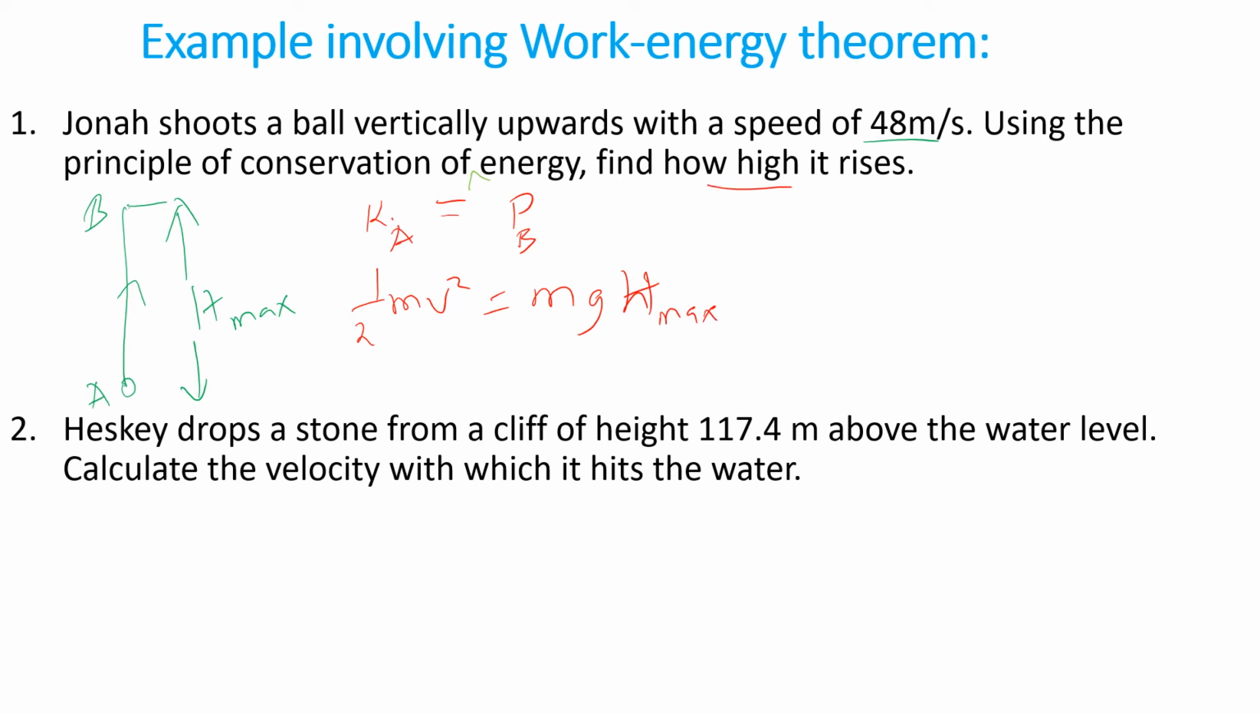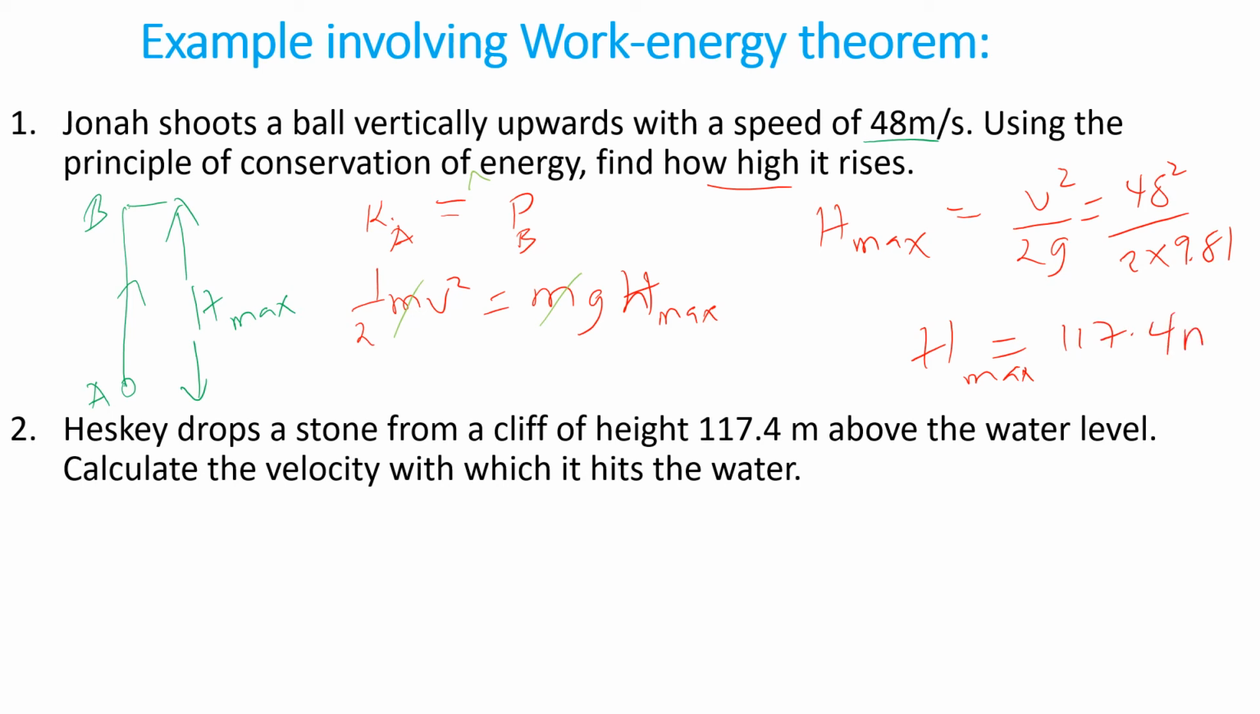So they are asking how high will it rise? Therefore, in this case, h max is going to be equal to, you can realize here that the mass is useless, v squared, velocity of projection squared, over 2g. If we feed in, it's going to be 48 squared divided by 2 times 9.81, if that's our acceleration due to gravity. Then h maximum, how high it rises, is going to give us 117.4 meters.